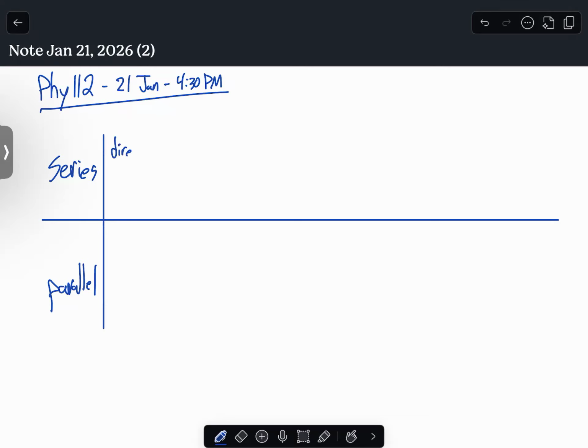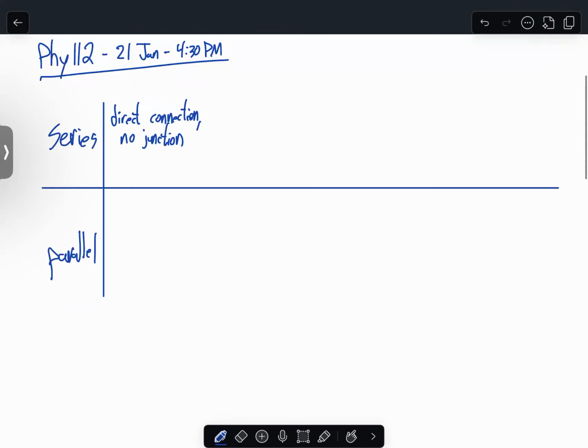there's a direct connection with no junction. You guys know what a junction is? A split, an intersection, a T, some place where a third wire comes in. Things are in parallel if there's a direct connection on both sides, and no intervening parts.